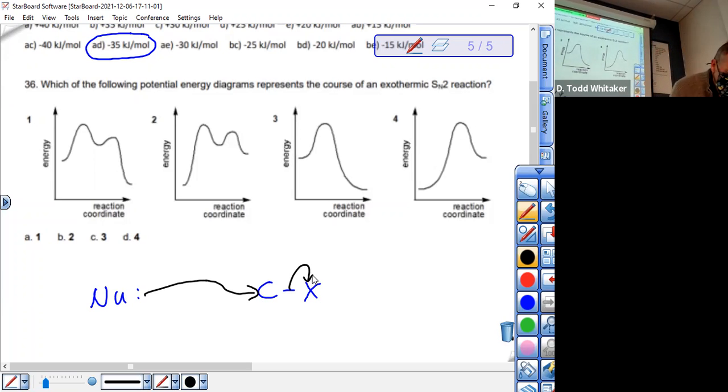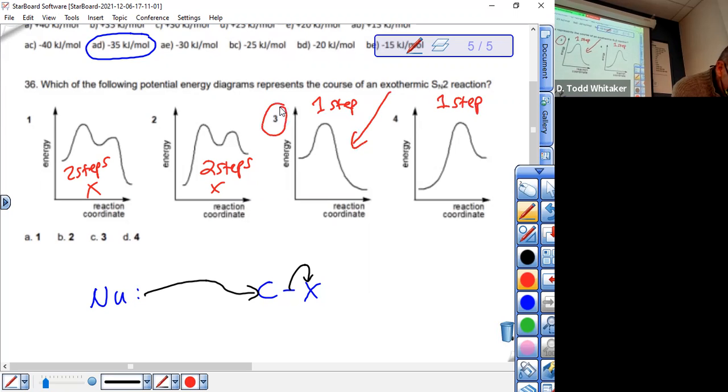So get rid of the reactions that have 2 steps. You got two hills, that's 2 steps. Makes that one wrong. Makes that one wrong. And now you also have to know, of the 2 one-steppers, which one's exothermic? 3. So 3. This one would be the answer to the question, which of the following represents the course of an endothermic SN2? That'd be this one, right? I can make any of these 4 answers right. This is an exothermic SN1. Exo SN1. Endo SN1.